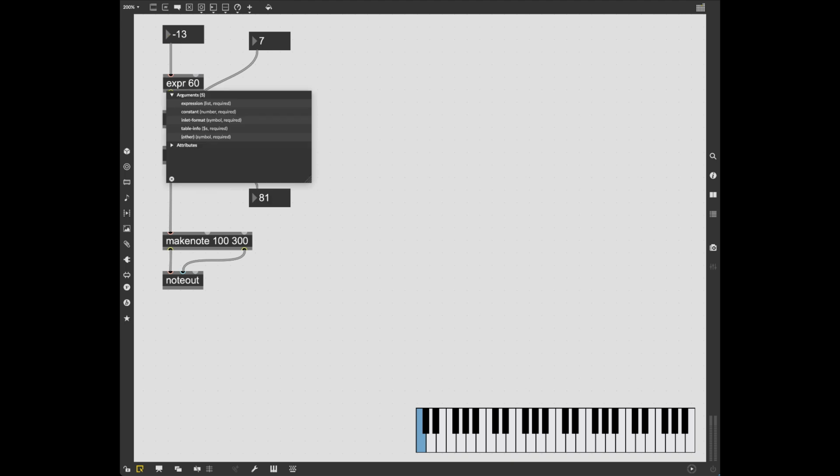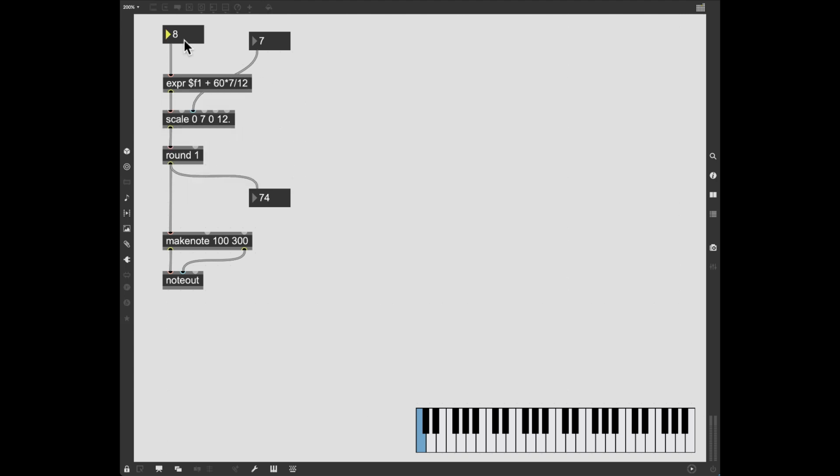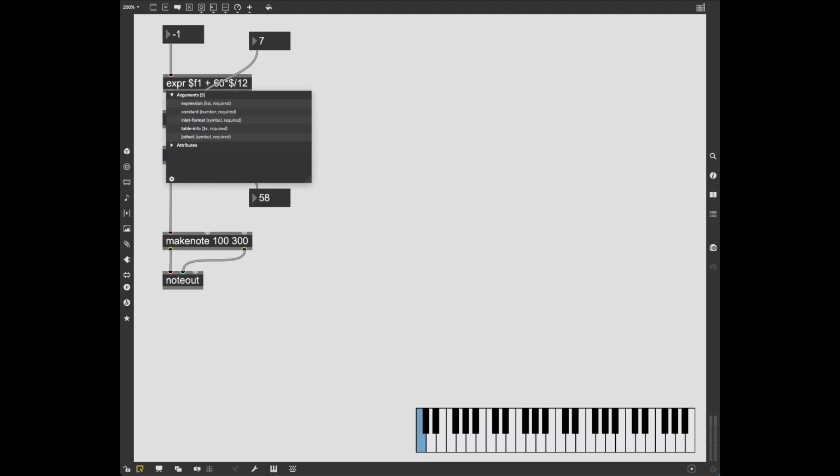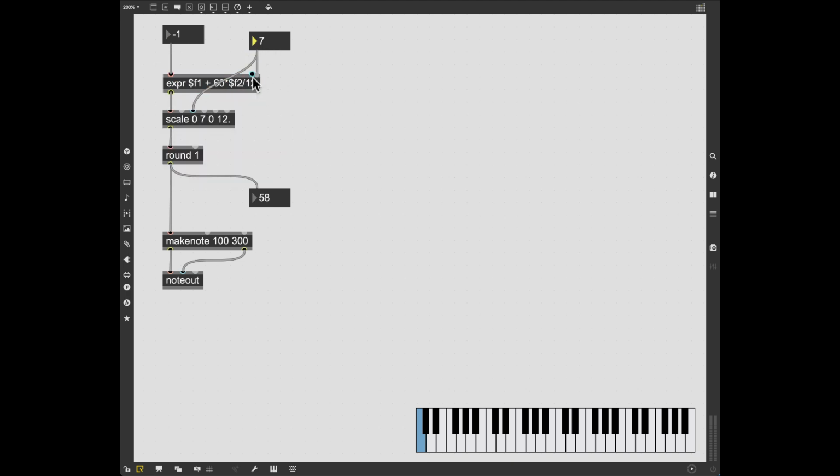To make sure that the values produced by the number box are centered on the middle C when I use the major scale, I can use this expression. And to make the formula compatible with all scales, I can replace the 7 with a variable. Now the parameter is always centered on the middle C.